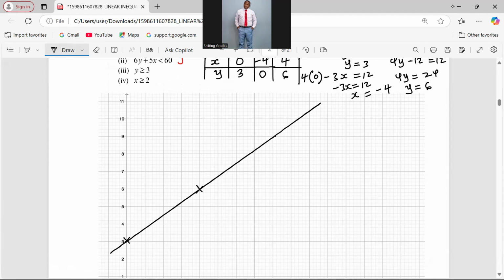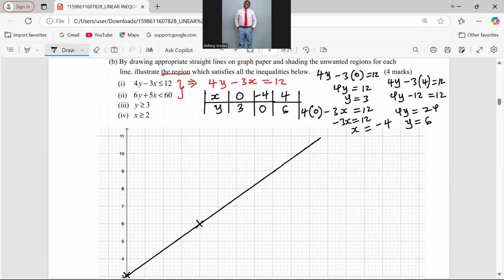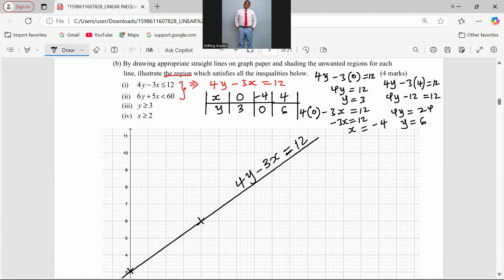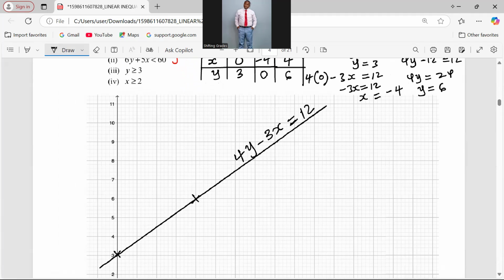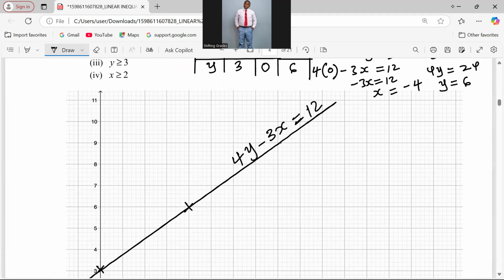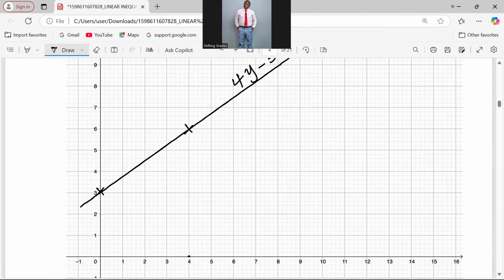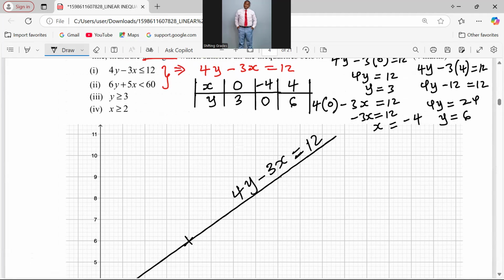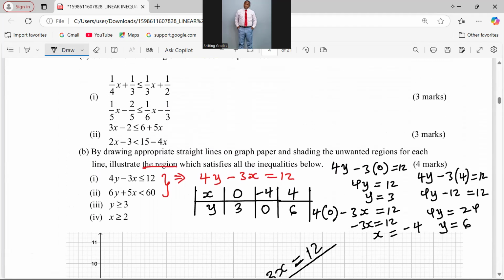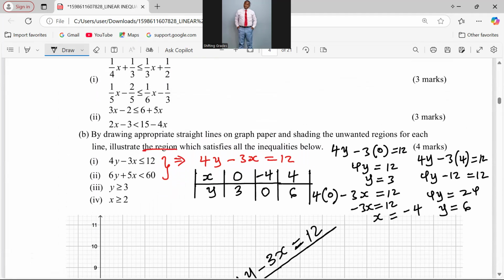The straight line is line 4y minus 3x equals 12. 4y minus 3x equals 12. So we have the first line already established and plotted. Let's check the second line.